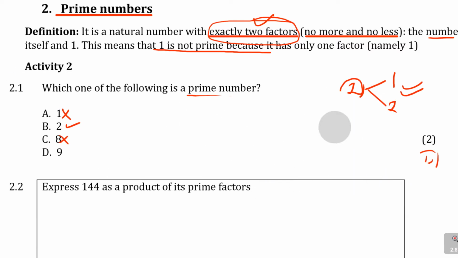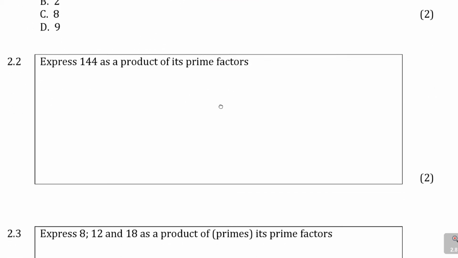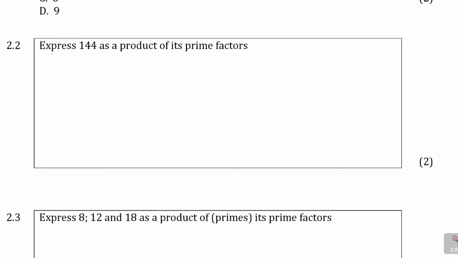So remember, a prime factor is a number that has only 2 factors, which is 1 and that number itself. Look at this one. It says express 144 as a product of its prime factors. This is a very common question, and there are 2 ways of approaching it. The first one, they might say without using a calculator.